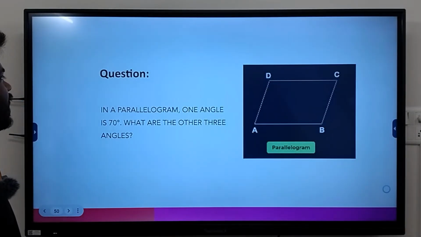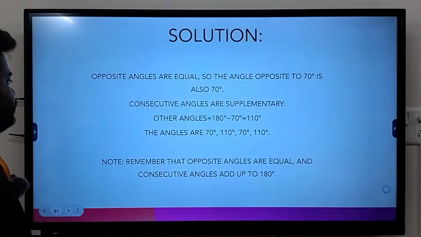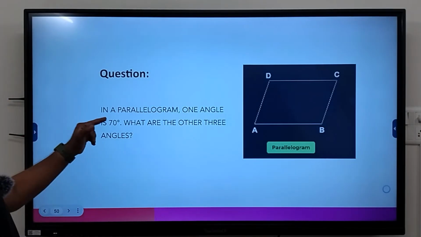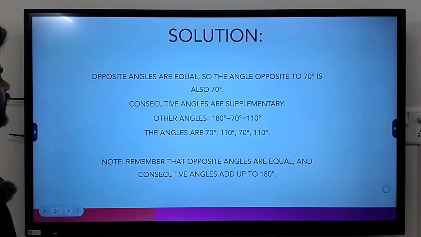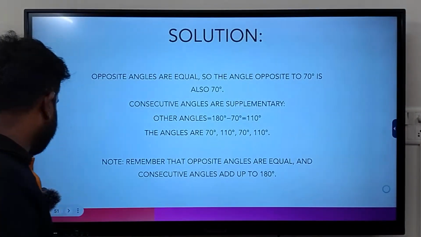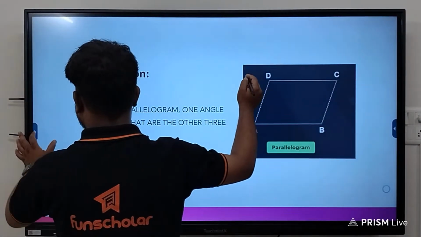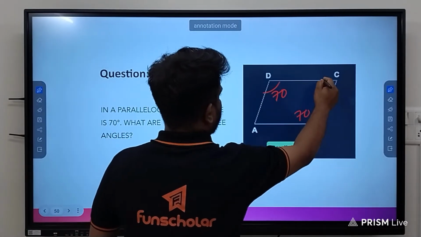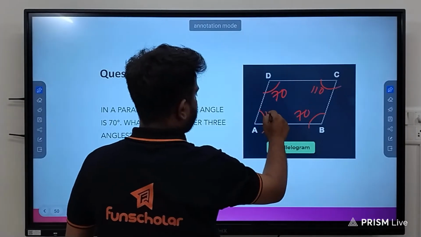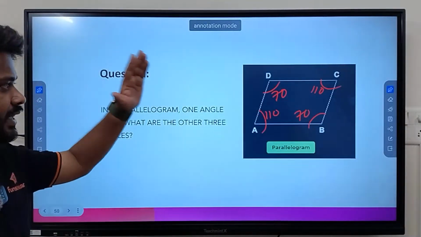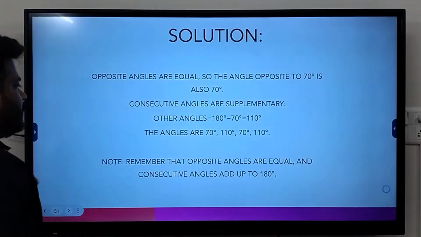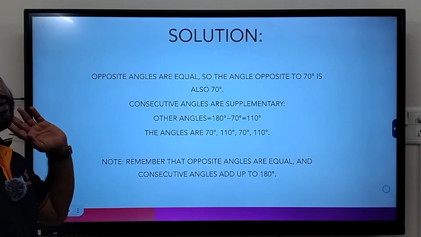So in a parallelogram one angle is 70 degrees, what are the other three angles? The solution: opposite angles are equal. So for 70 degrees the opposite angle will also be 70 degrees, and consecutive angles will be supplementary. If this one is 70 degrees, this one will also be 70 degrees, and this one is 110 and this one will also be 110. This is the example of a parallelogram. So let's go further, and the answer is right.